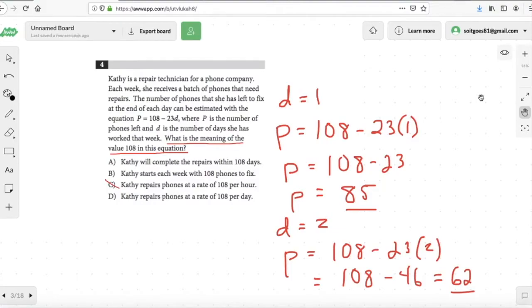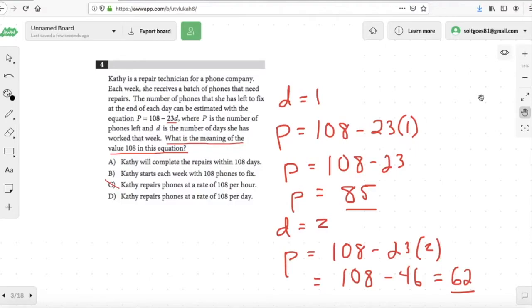Interesting. How many phones is she repairing every day, Ariane? 23. I think she's fixing 23. So now we know the meaning of 23 in this equation right here. That's the number of phones she's fixing every day. Does that make sense? Yes. How is it going to take her 108 days to fix these phones? No. I don't think so. Right? How long is it going to take her to fix these phones?